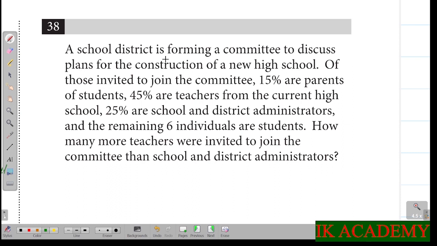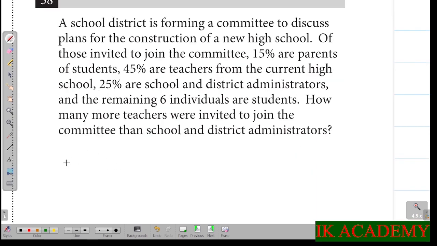Question number 38. A school district is forming a committee to discuss plans for the construction of a new high school. Of those invited to join this committee, 15% are parents of students, 45% are teachers from the current high school, 25% are school and district administrators, and the remaining 6 individuals are students. How many more teachers were invited to join the committee than school and district administrators?